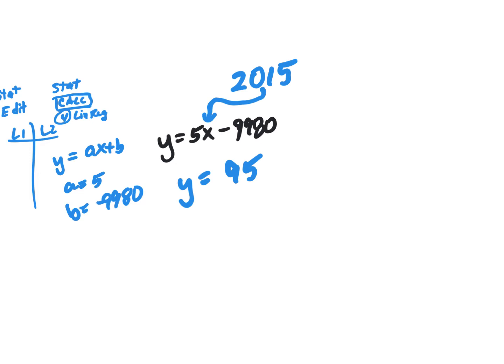Now, if instead they'd have given you 95 malls and they had said, hey, when is there going to be 95 malls? You would have put the 95 right here, and you would have solved this equation for x, and it would have said 2015. Okay, so there's an example of how to do linear regressions.